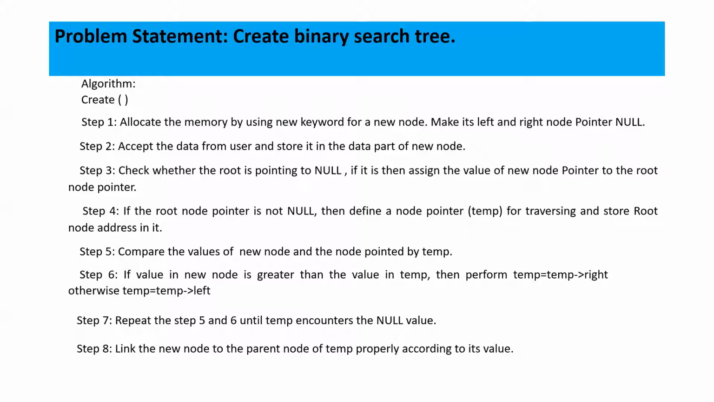If the root node pointer is not null, then we have to define one more pointer, suppose a temporary pointer. We have to traverse the tree till the pointer is null, and we will compare the value of the new node with the root node value. If the new node value is greater than the value in the temporary node, then we perform temp is equal to temp right. That means we'll attach that new node on the right side. Otherwise, we'll attach that new node on the left side. And this process we have to repeat till temp encounters the value null. In this way, we will attach the nodes in the binary search tree.